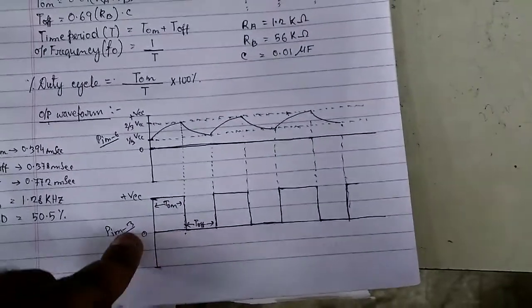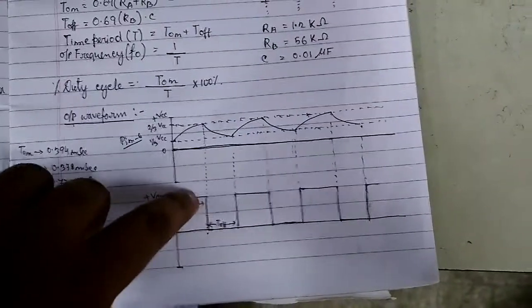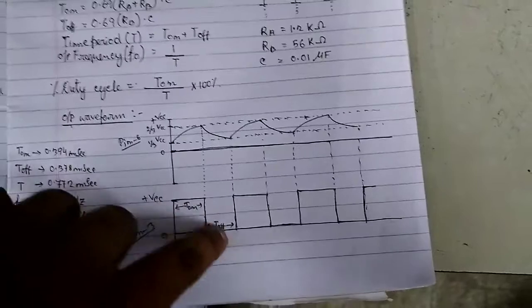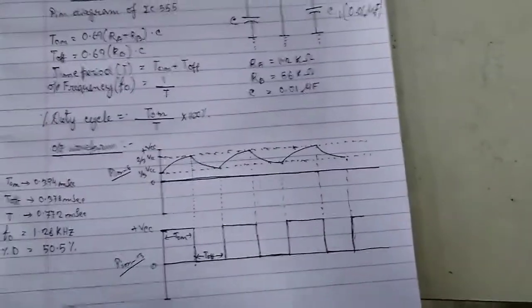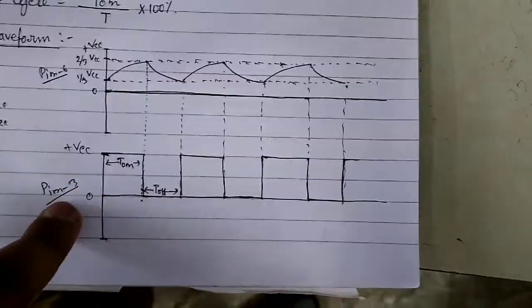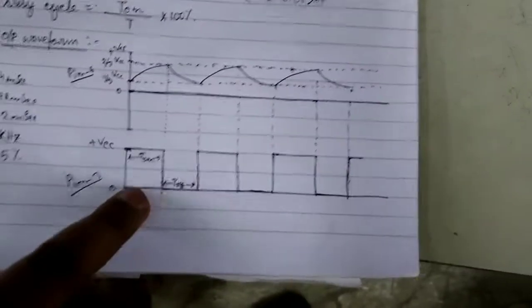Now this is the waveform we will be getting at the output. See, pin number 3 is for output, so our main output is this. We will be getting a rectangular waveform. This is on time, the higher position is on time, the lower position is off time, on time, off time. So it will be fluctuating between on time and off time. So our main output is pin number 3, that is the rectangular waveform.